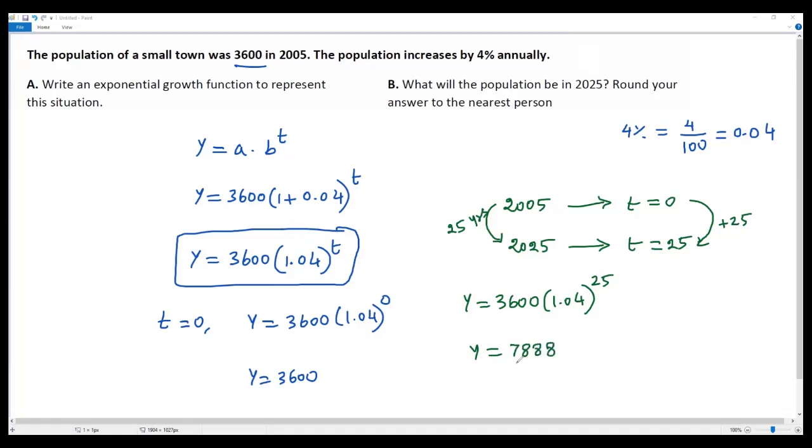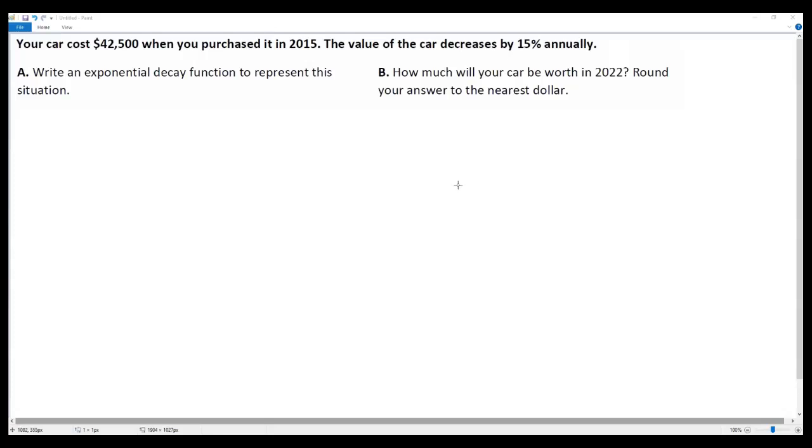So when t is equal to 25, we get y equals 7888. t equals 25 represents the year 2025, and y refers to population. So the population in the year 2025 in the small town is 7888. Okay, here we can look at one more example. Actually, it's an exponential decay. Okay, let's go over the question.